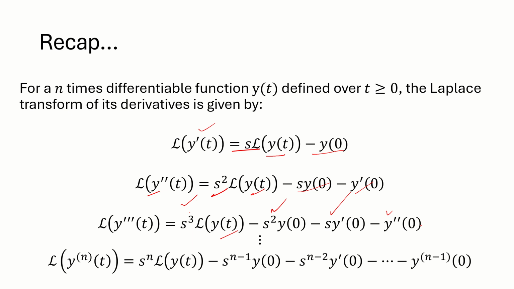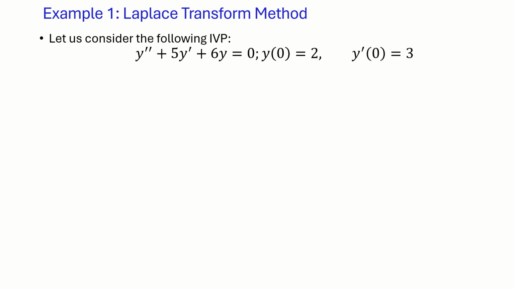Okay, so let's go for the solution of a differential equation in an example. Let's suppose we are given a differential equation y double dash plus 5y dash plus 6y is equal to 0, which is a homogeneous differential equation with initial conditions y of 0 is equal to 2, y dash of 0 is equal to 3. So as I said, the first step is what?